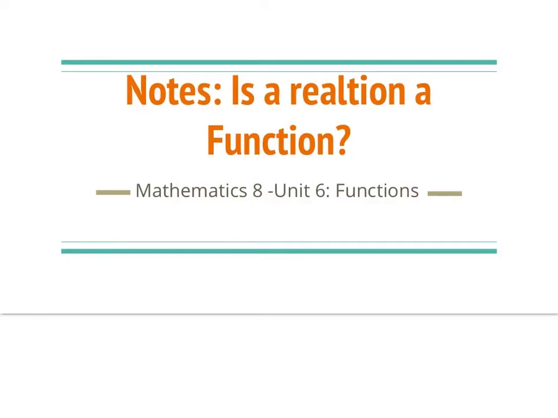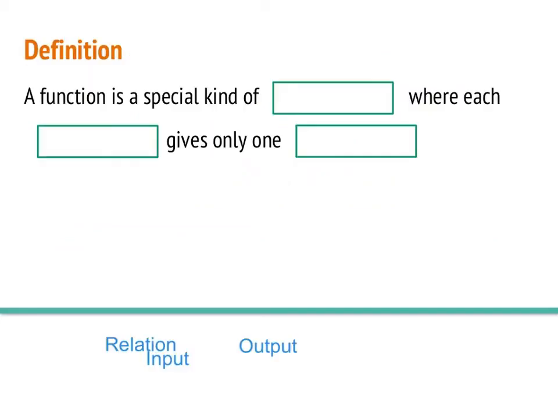Today we are going to be continuing the functions unit. We will be looking at examples of relations and determining if it is a function. So first, let's look at the definition of a function. A function is a special kind of relation where each input gives only one output. That means every x value, the input, has exactly one y value, the output.